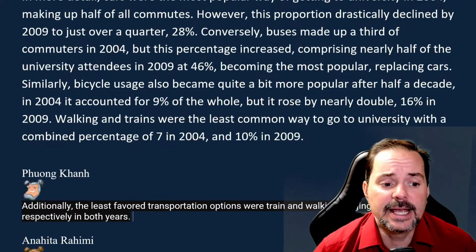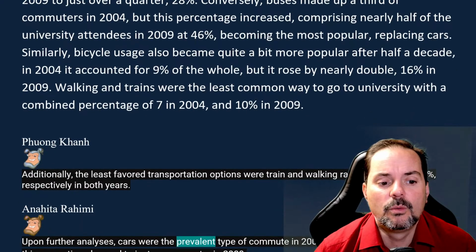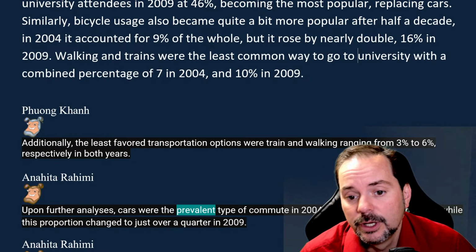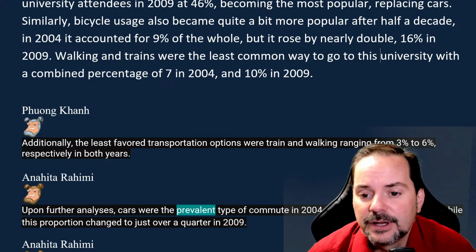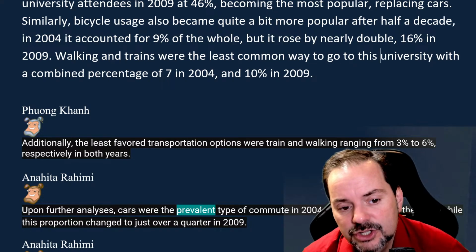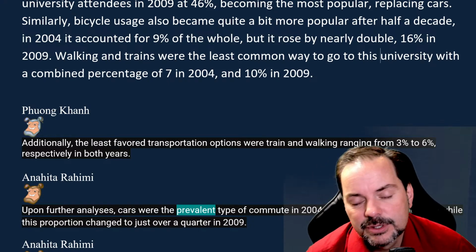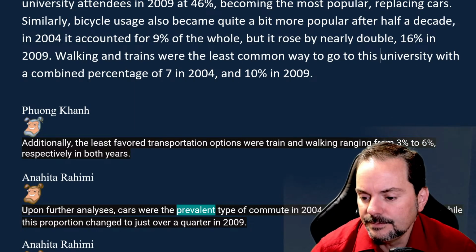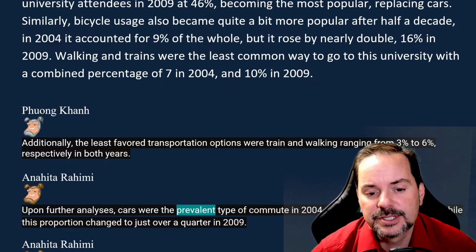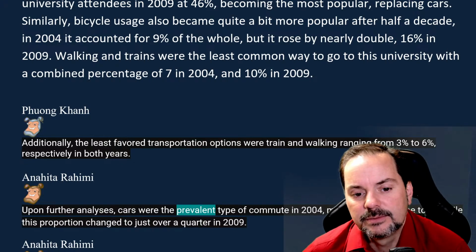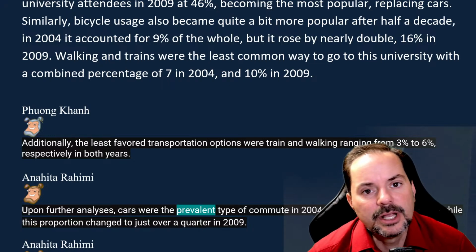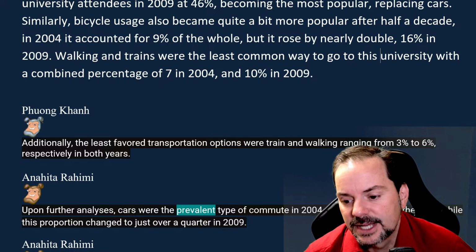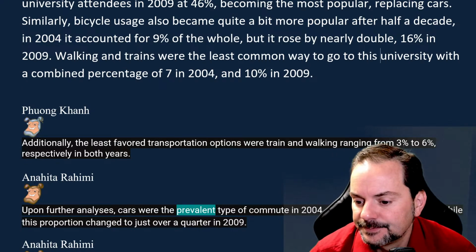For me, this is what I have here. So walking and trains were the least common way to go to this, let's be specific, this university, with a combined percentage of 7% in 2004 and 10% in 2009. Okay, that's it. That's all I would write. Just combine their percents, right? Combine 7%, combine 10%. They're pretty close. I wouldn't say walking was more popular than trains. It's just like 1% apart, right? Okay.